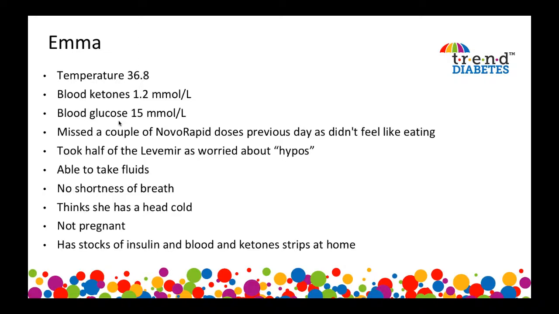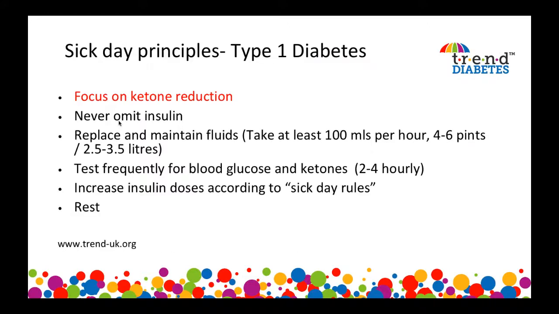So this is the sort of person that we could probably look after in the home setting if, as a healthcare professional, you've got the confidence to do that. So let's look at the sick day principles for type 1 diabetes. Some of you will have heard a talk on sick day principles in type 2, which focuses entirely on blood glucose. But in type 1 diabetes, we're focusing entirely on ketone reduction because it's the ketones that are doing the harm. So we would never omit insulin, and we've almost certainly got to increase it.